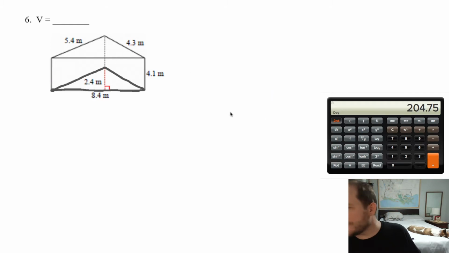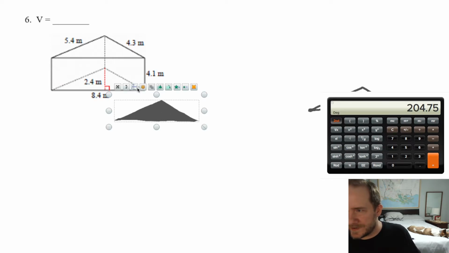So again, I don't know why, I really like being able to see the base kind of shaded in. So I'm going to keep doing this. I think it helps.